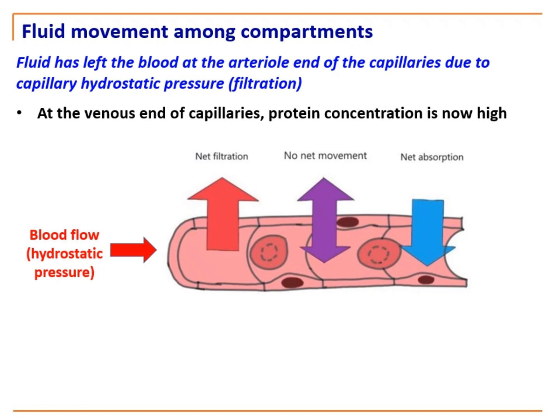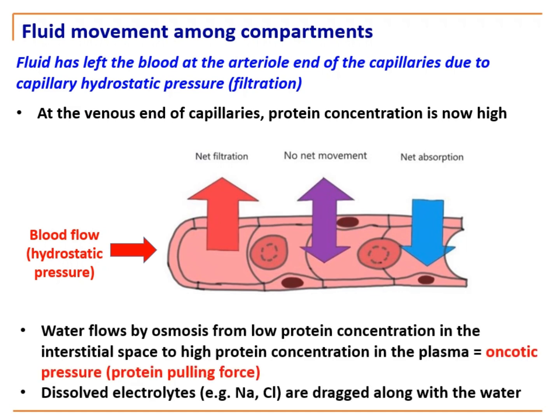So as fluid is lost here, but proteins haven't been moved through, as we go along and more fluid passes out into the interstitial fluid, the protein concentration within this capillary becomes greater and greater, until nearer the venous end, that protein concentration is now quite high. And so water now flows by osmosis from the low protein concentration in the interstitial fluid to the higher protein concentration within the plasma.